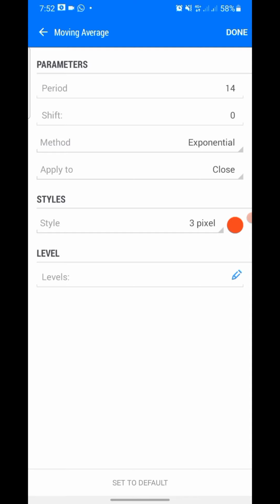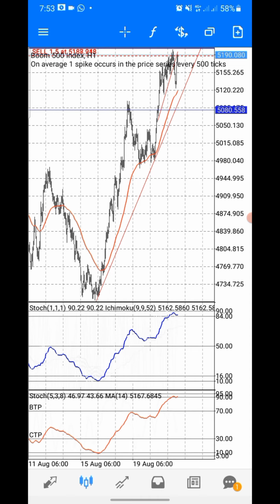So you click on done. We are done with the strategy, with the indicator. These are the three indicators we will be using for this strategy. The next question I know you want to ask now is, how do we make use of this strategy to catch the spikes in Boom and Crash?